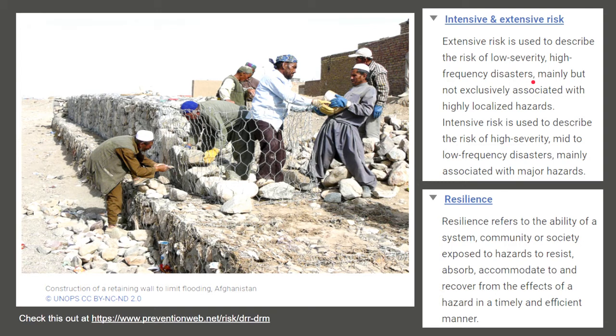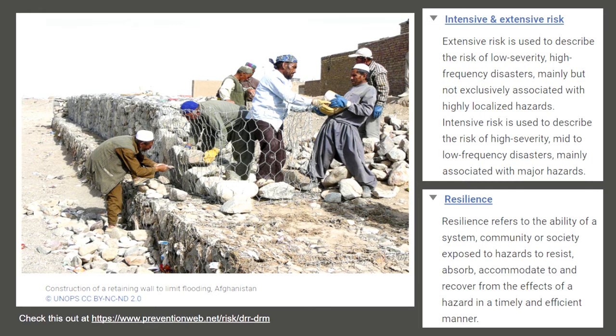For example, here in the Philippines, it's quite frequent for us to experience typhoons and flooding, based on our location. So that's considered an extensive risk. Intensive risk is used to describe high severity, low frequency disasters, which do not happen that frequently. In other words, extensive is low severity, but it happens all the time. Intensive risk doesn't happen all the time, but when it does happen, it causes a lot of damage. Intensive risk is usually associated with major hazards such as a massive earthquake or a volcanic eruption, while extensive risks are the risks commonly experienced by a nation or community.